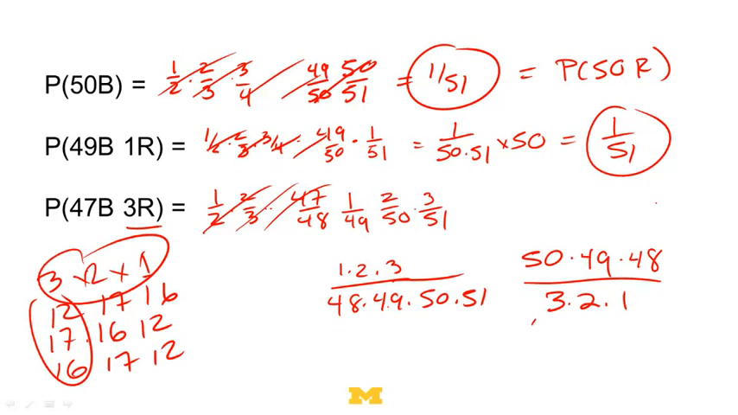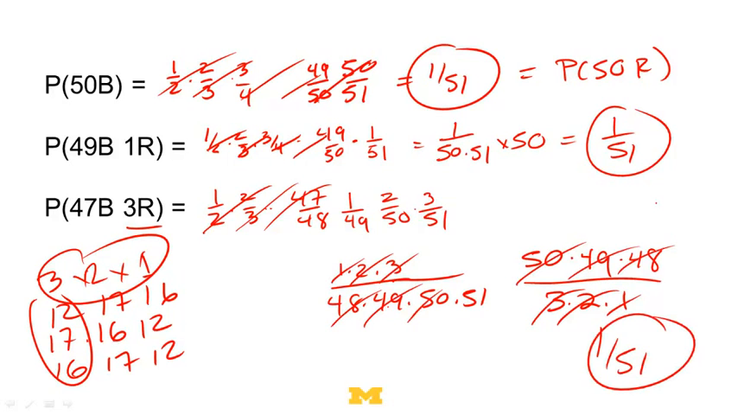Well, watch. This 3 times 2 times 1 cancels out with the 1, 2, 3 on the top, and this 50, 49, 48 cancels out with this 48, 49, 50, and I'm left with 1 over 51. Well, just a moment's thought says that if I change this 47 and 3 around to 46 and 4, that would have the exact same logic. And what I'm going to get is that there's a 1 over 51 chance of getting any number of red balls. So what we've then proven is claim 1.